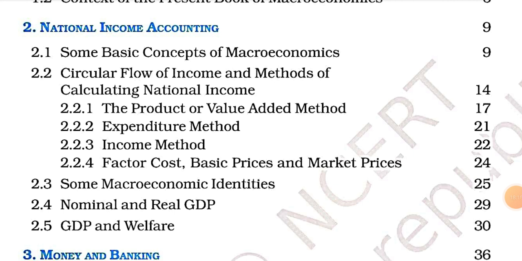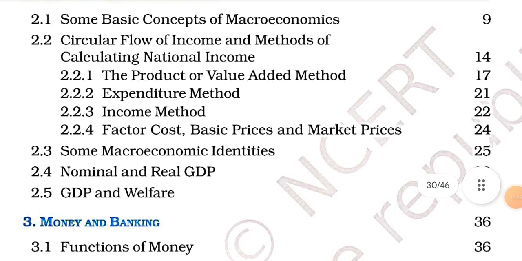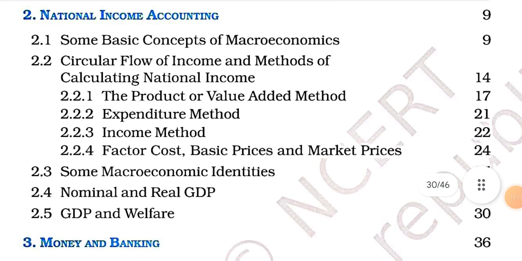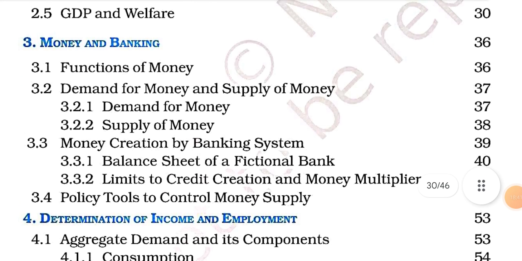2.2.1 The product or value added method. 2.2.2 Expenditure method. 2.2.3 Income method. 2.2.4 Factor cost, basic prices and market prices. 2.3 Some macroeconomic identities. 2.4 Nominal and real GDP. 2.5 GDP and welfare. 3. Money and banking.